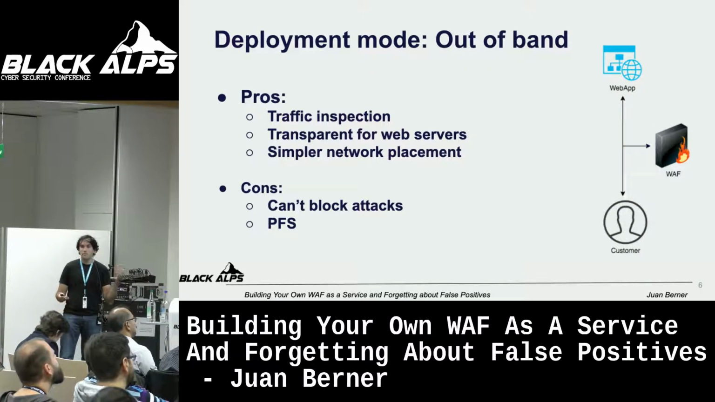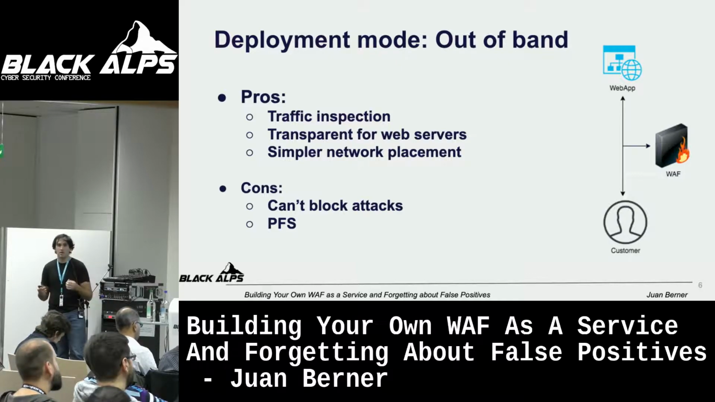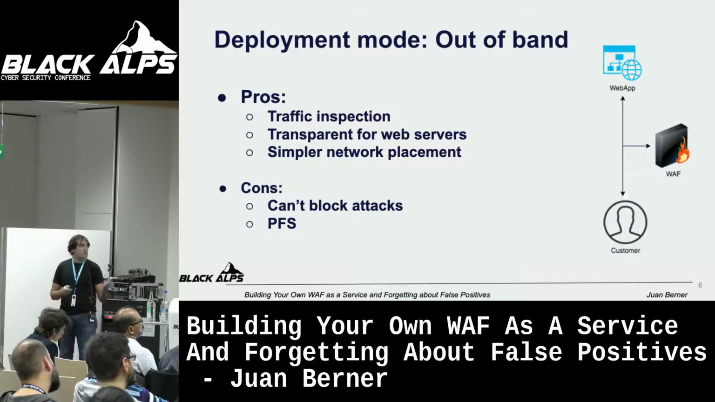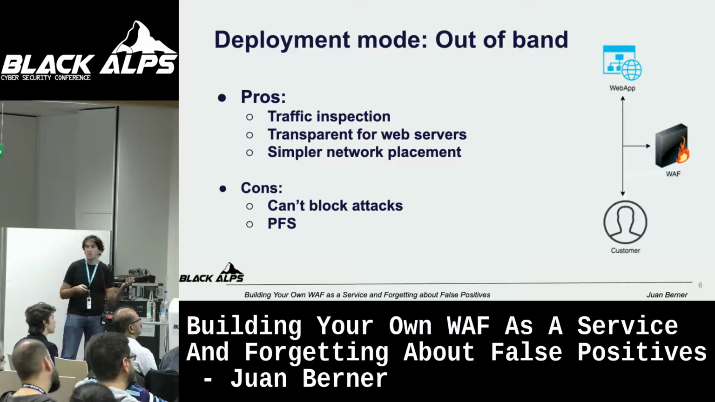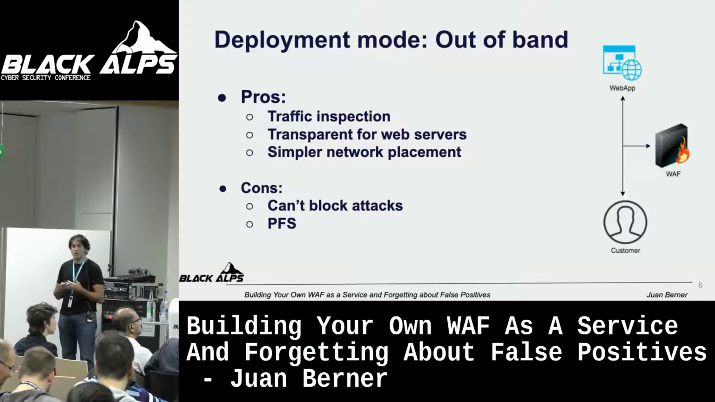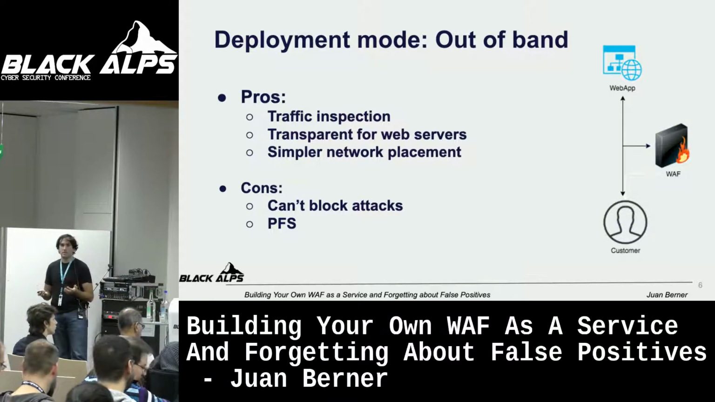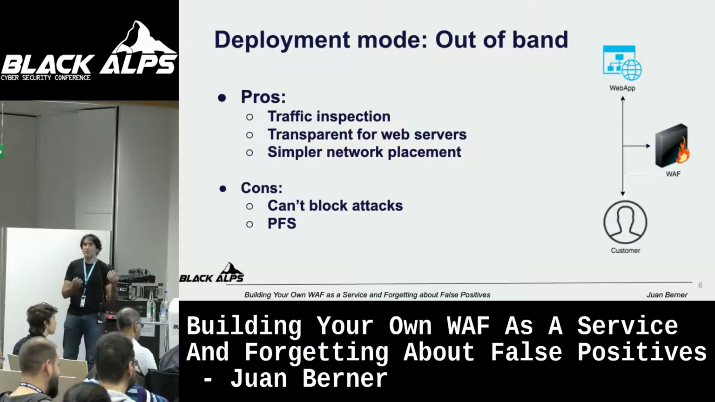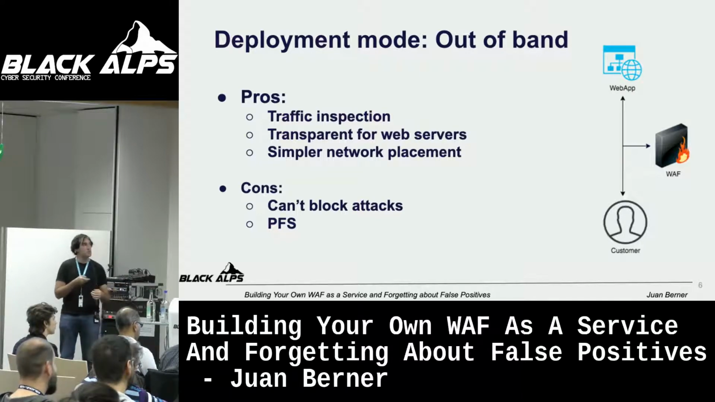Then you have the out-of-band deployment model, which means that you can no longer block attacks, but it's very simple to place a tap on your network and start copying the traffic. Of course, you cannot block them, and with secrecy and different ways of implementing transport security, it's becoming harder and harder to actually inspect the traffic that happens between the web application and the customer.